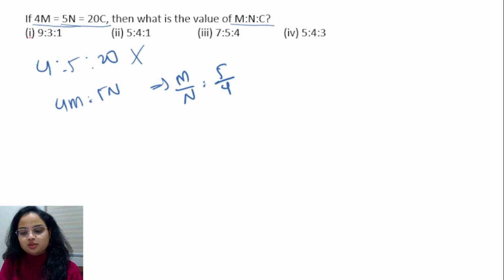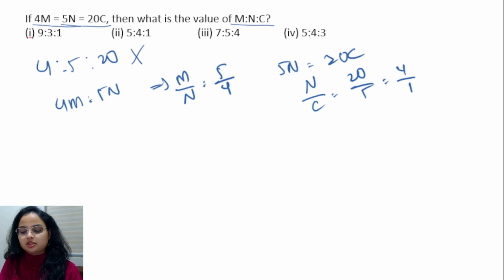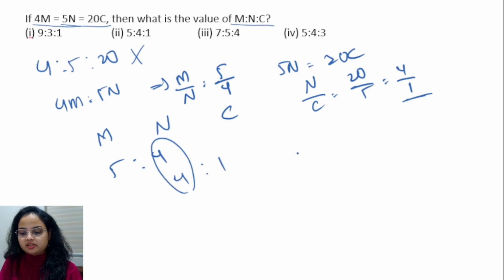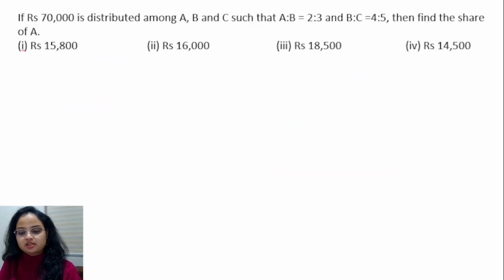And we'll take the next two terms. It is 5n is equal to 20c. n by c is what? It is 20 by 5. It is 4 is to 1. So we will take the combined ratio, m is to n is to c. m is to n is 5 is to 4 and n is to c is 4 is to 1. So these both are same. So the ratio is 5 is to 4 is to 1. Second option.